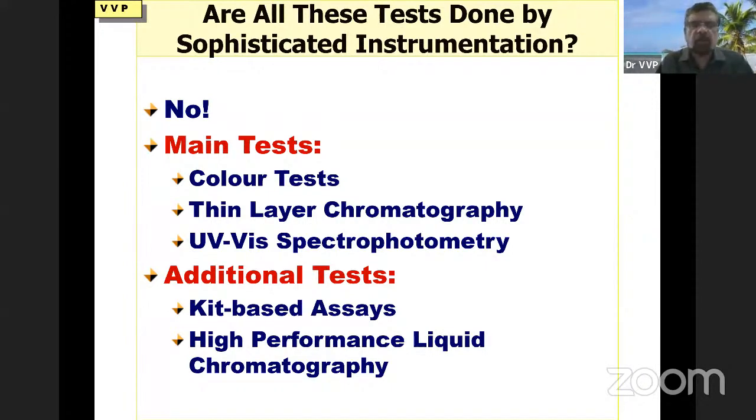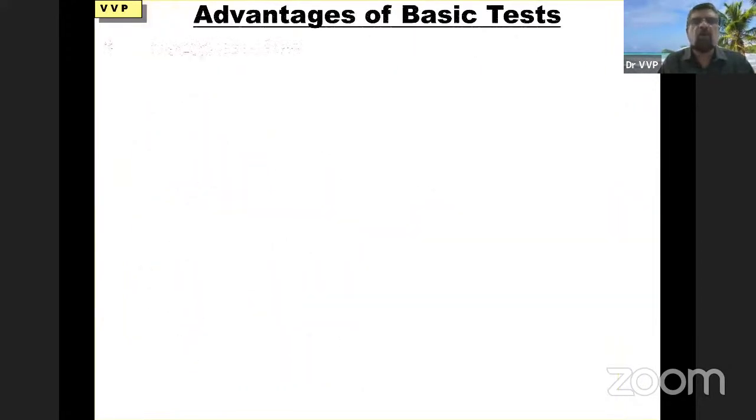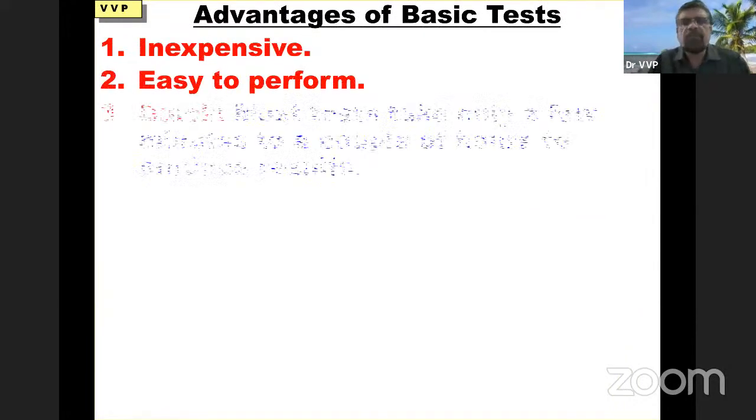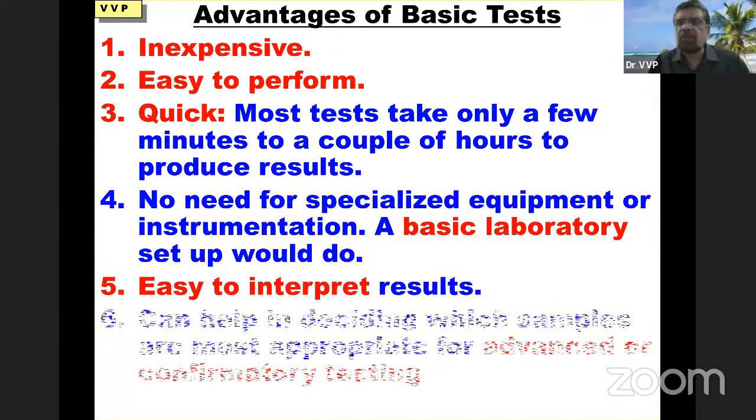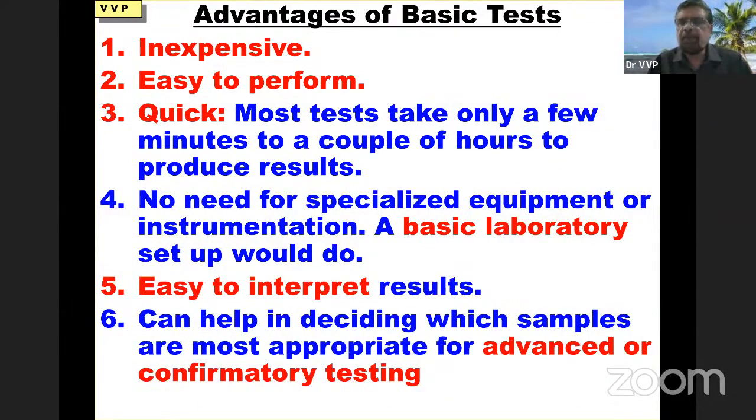And that is very important, because you can see the advantages of basic tests. Number one, they're inexpensive. Please understand, in clinical toxicology, money matters. The person who's poisoned may be from a poor background, or it may be a person who is attempting suicide because of maybe financial problems. You can't really inflict too much of a financial burden on the family in such cases. It's a distressing kind of situation. So expense is very important.